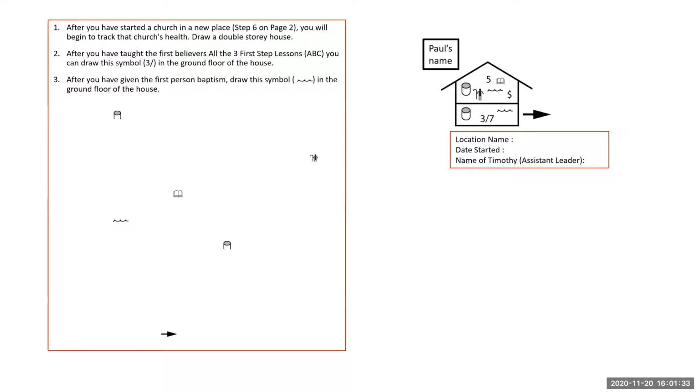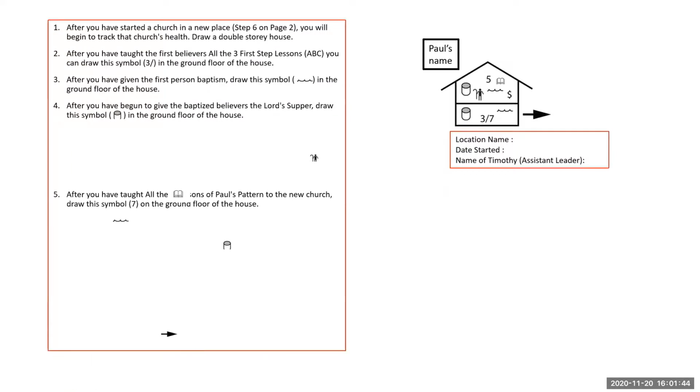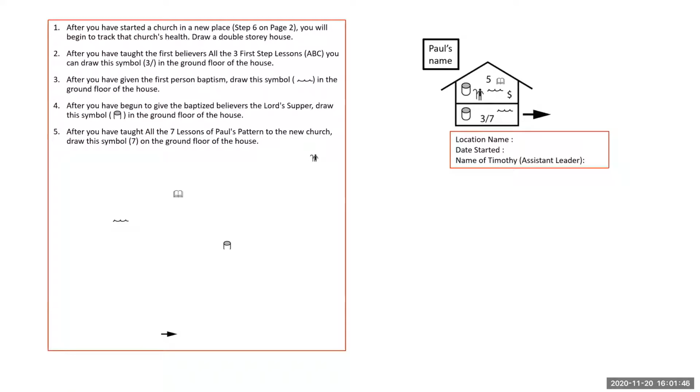After you have given the first person baptism, you draw this symbol. After you have given the baptized believers the Lord's Supper, you draw this symbol. After you have taught the 7 lessons of Paul's pattern to the new church, you're going to draw 7. After leaders have been appointed, in this case Timothy, you're going to draw the symbols, and also you put down the name of this Timothy.